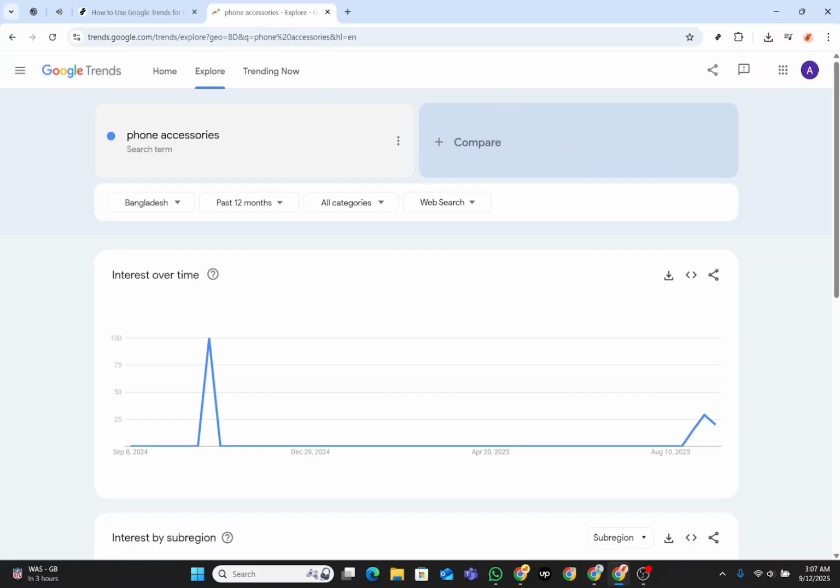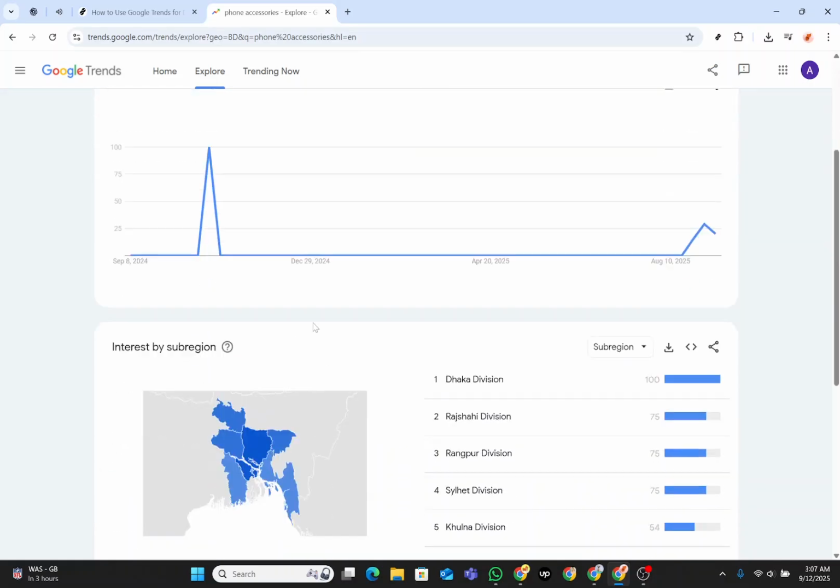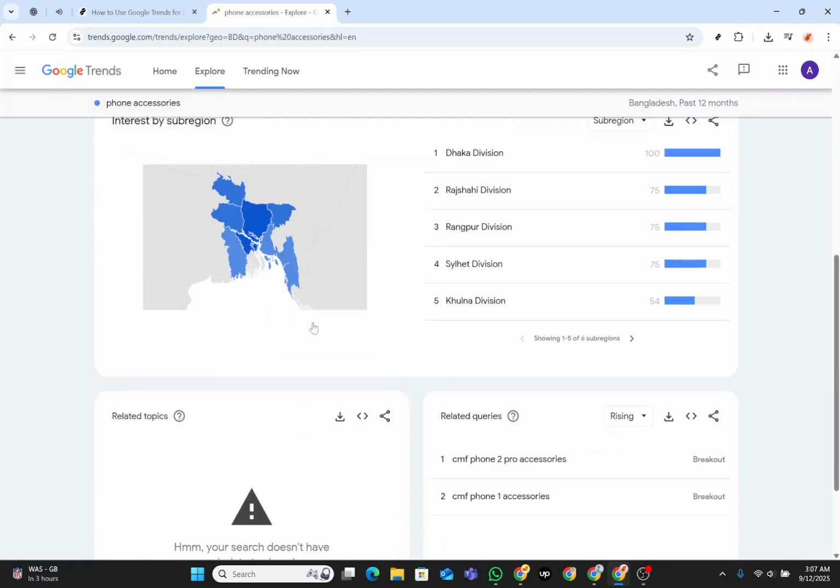Examine these trends carefully. You're looking for keywords that demonstrate a consistent interest or those showing a notable upward spike recently, as these indicate growing popularity.